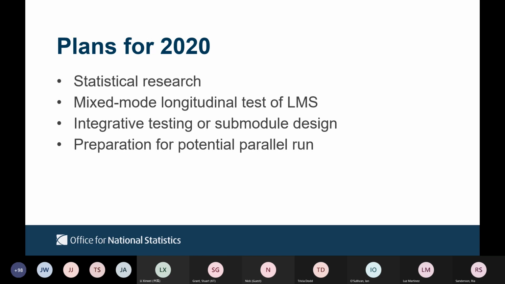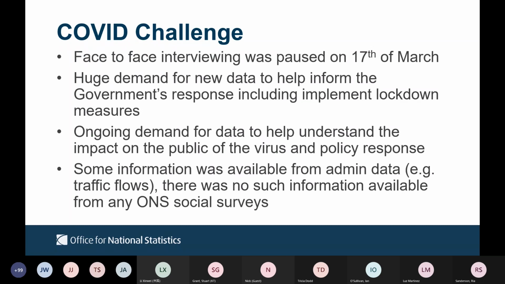But we were also working up plans to deliver a mixed mode longitudinal test of the LMS in 2020 to start testing integrating or integrative submodule design as part of that longitudinal test. And then also we were thinking we might need to start preparing towards the back end of this year for a potential parallel run of the labour market survey. So, 4 bullets, and that was what we had planned for 2020. And then, of course, COVID threw all that up in the air.